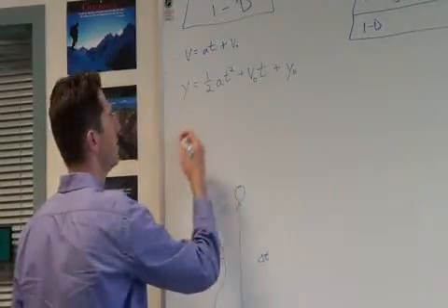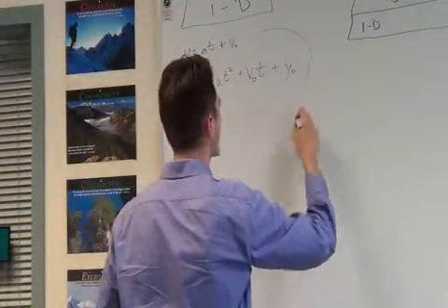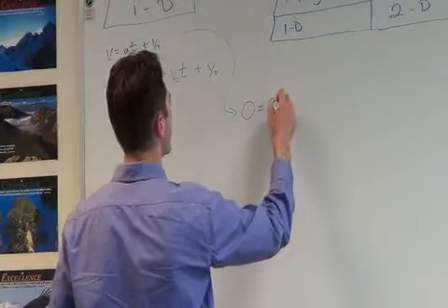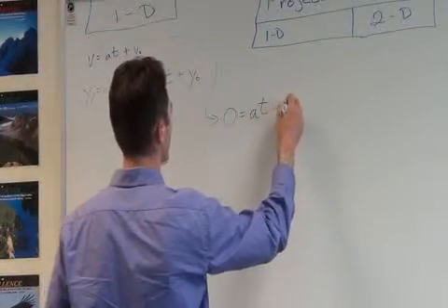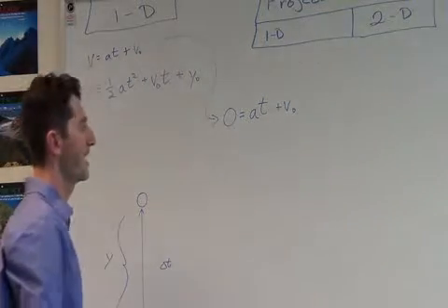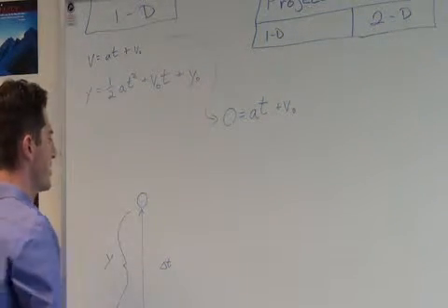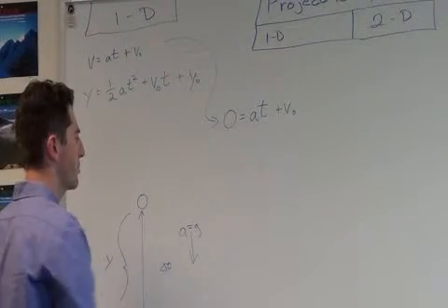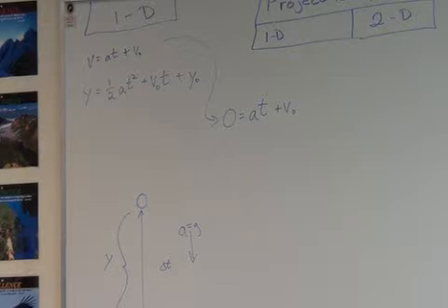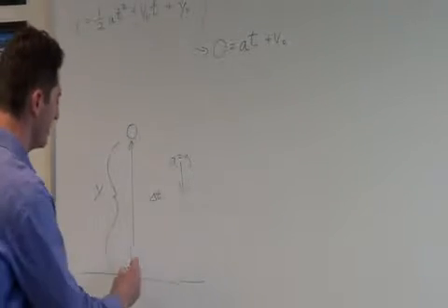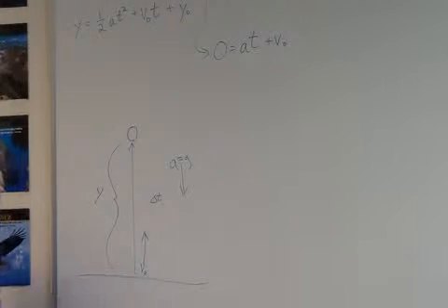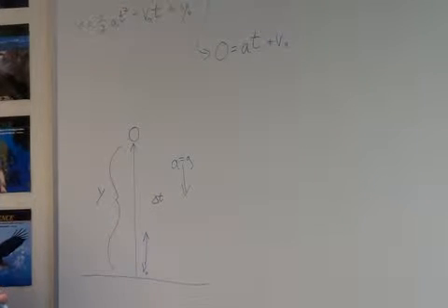So from this, the velocity at the top equals 0 equals a times t plus v naught. Now a is going to be going down this way. That's equal to gravity, so it's going to be negative. But v naught is the initial velocity that we launch it with, and it's going in the upward direction, so it'll be positive.